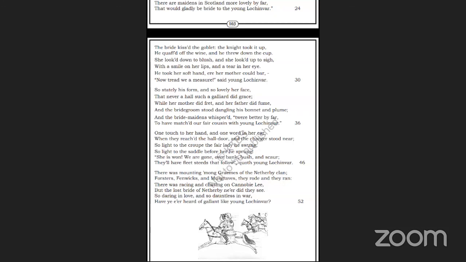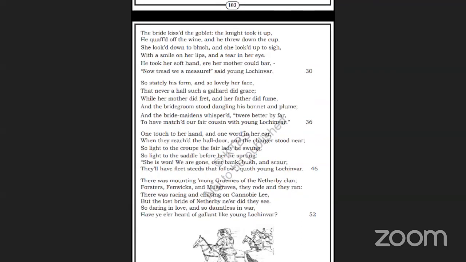come to her mind. And immediately after drinking that wine and breaking the glass, Lochinvar invites Ellen for a dance. And when Lochinvar invites Ellen for a dance, immediately Ellen gets ready to dance with him. Lochinvar invites her by putting forward his arm, and Ellen also gives her hand in his hand to begin the dance. He took her soft hand, and means before her mother could bar.